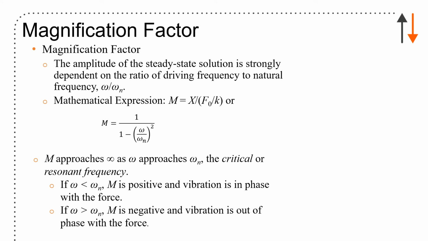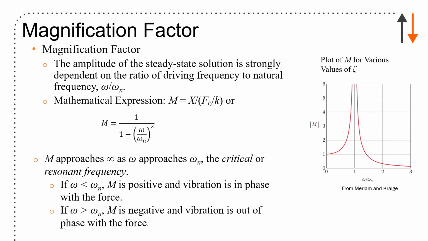If omega is less than omega n, M is positive and the vibration is in phase with the force. If omega is greater than omega n, M is negative and the vibration is out of phase with the force. That's what the figure looks like over here. This is from Meriam and Kraige, a plot of that red line showing first a positive magnification factor and then a negative one, but remember that what I'm showing here is really the absolute value.